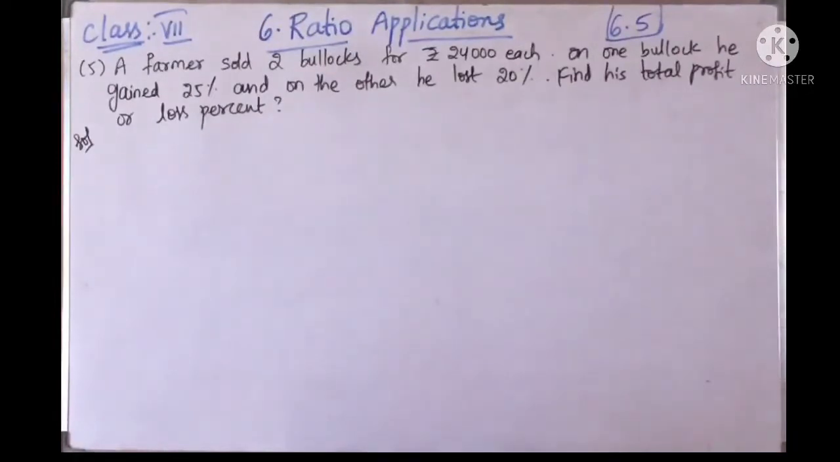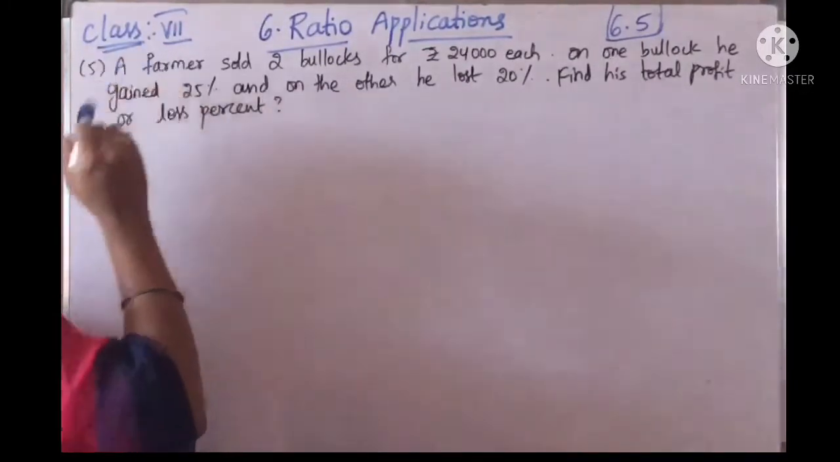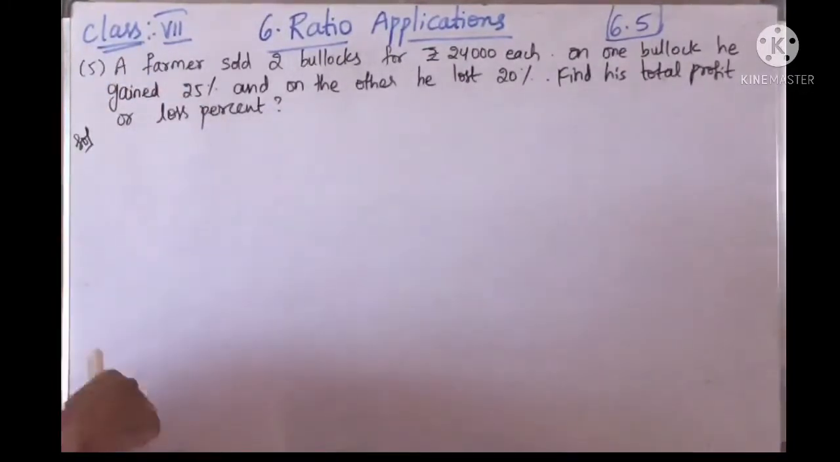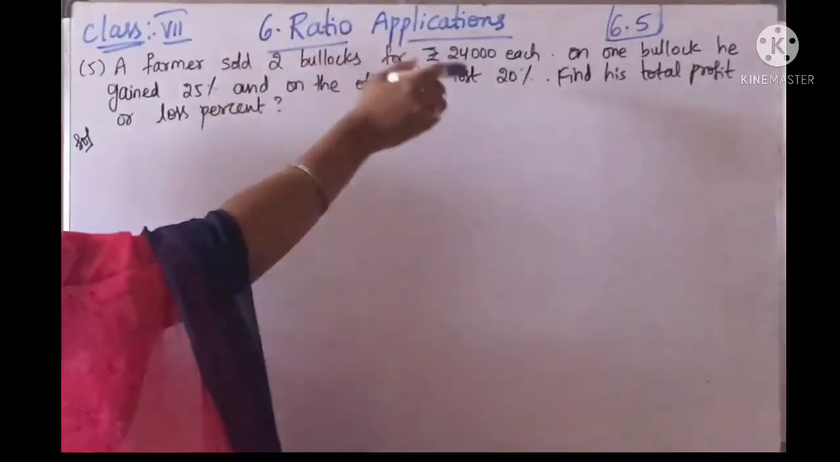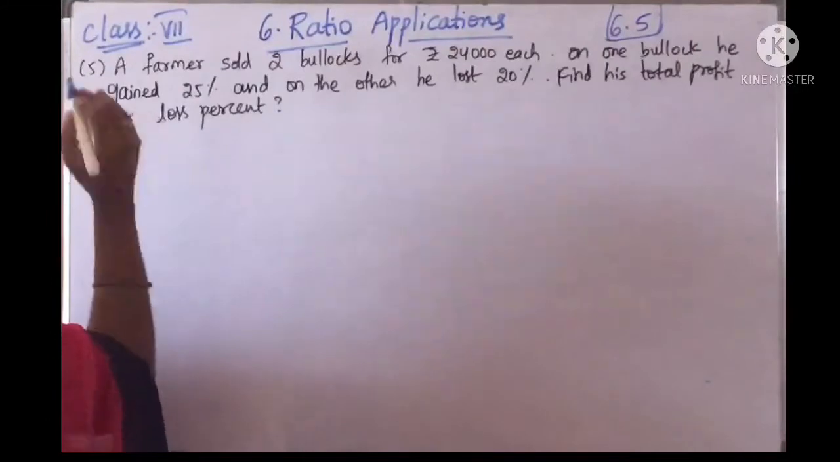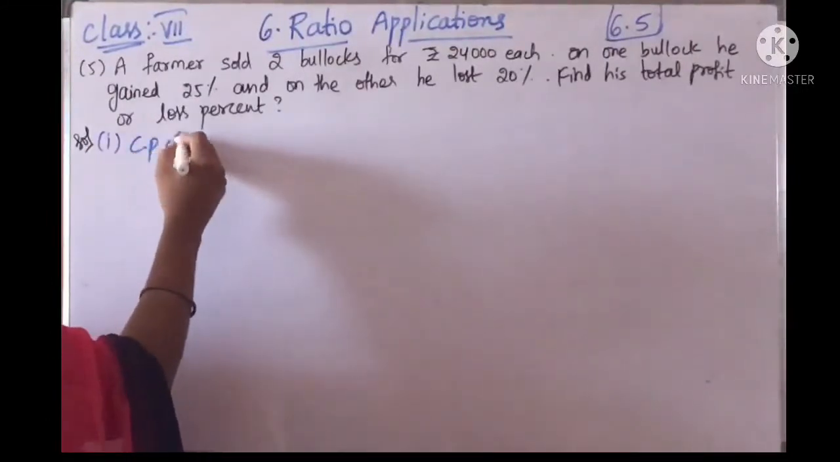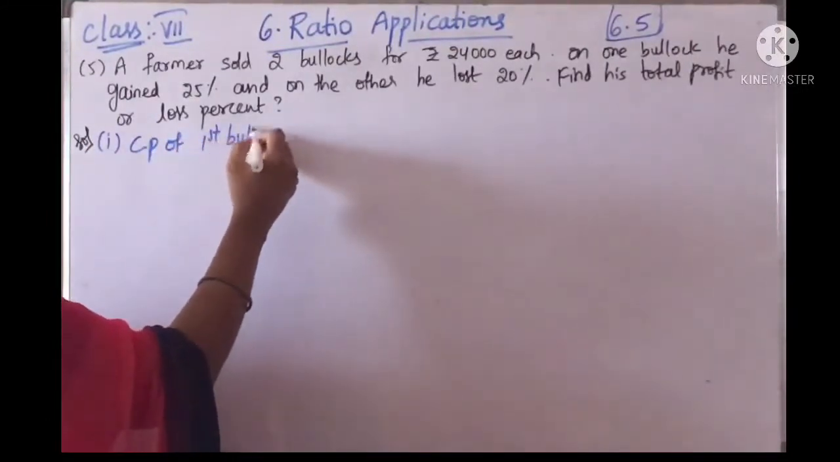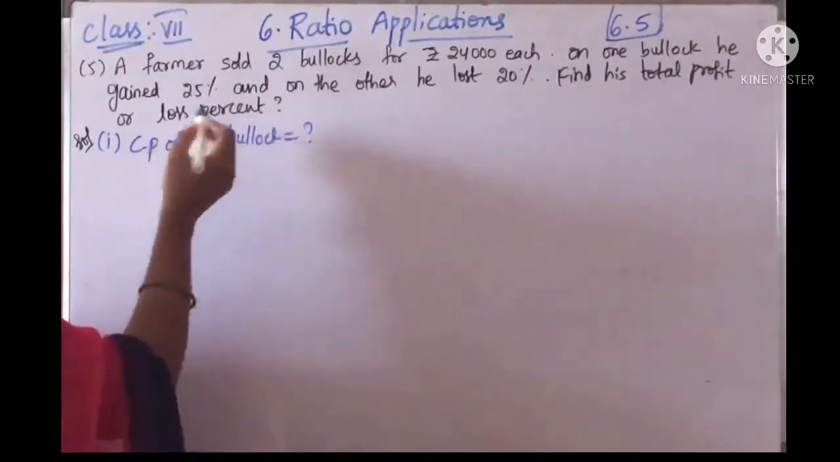We will be having 4 parts, children. So first part, we need to find the CP of first bullock by taking a gain percentage of 25. And the next, CP of the second bullock by taking the loss percentage of 20. Then at last we need to find, finally he got gain or loss. If gain, gain percent we need to find, else loss percentage. Okay. So first part, CP of first bullock we need to find. Okay children. So what is the SP?